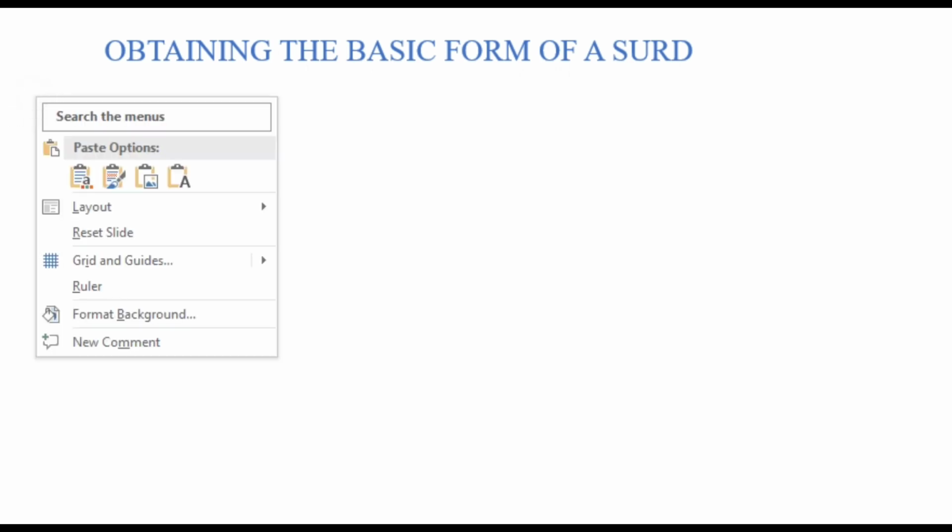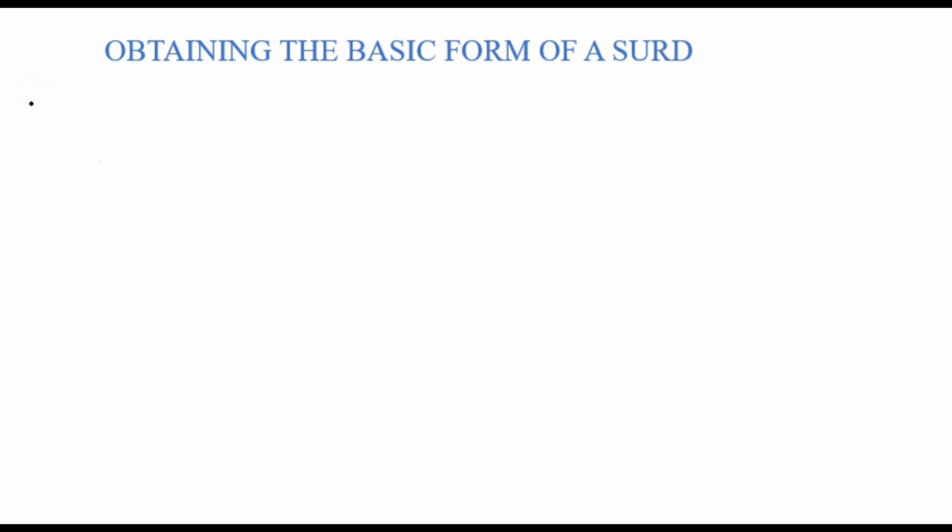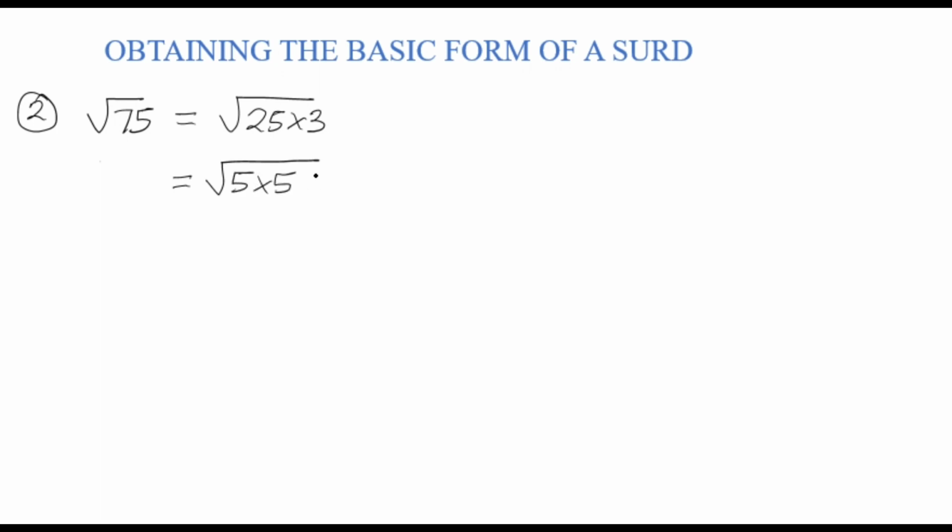Example 2. Square root of 75. Square root of 75 can be written as what? 25 times 3. That gives 75. And 25 has a perfect square number, which is 5. Hence, square root of 75 is now 5 times 5, which makes the 25 times 3. So square root of 5 all squared times square root of 3 gives us our final answer as 5 root 3.